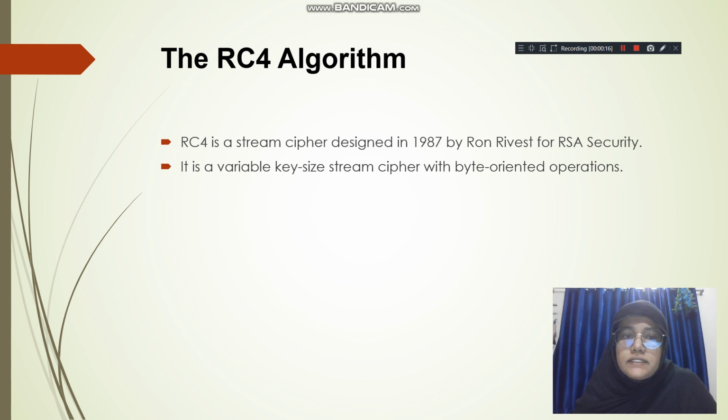RC4 algorithm is a stream cipher designed in 1987 by Ron Rivest for RSA Security. It is a variable key size, byte-oriented stream cipher.